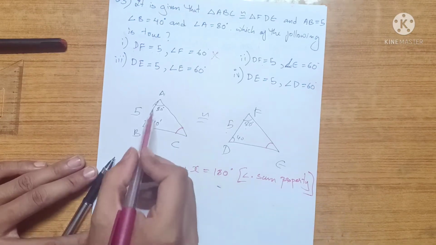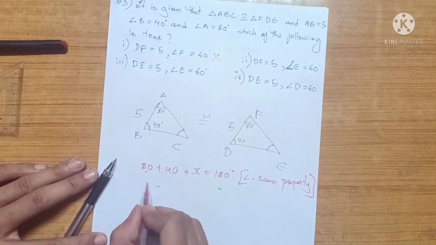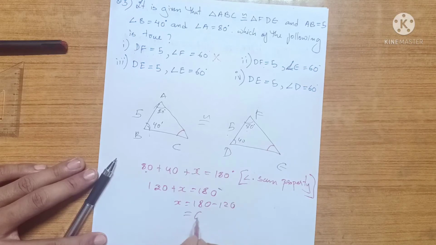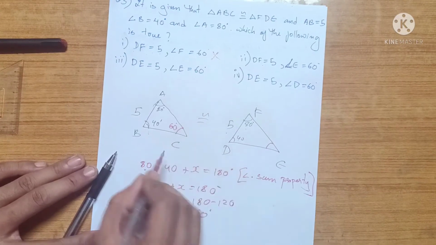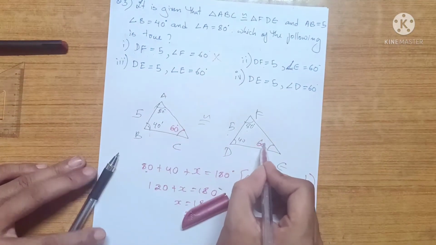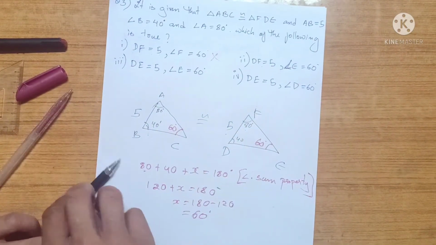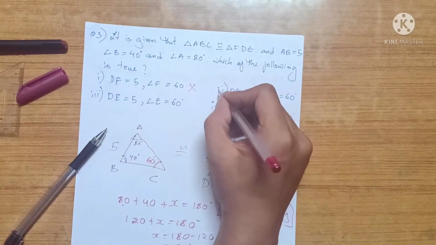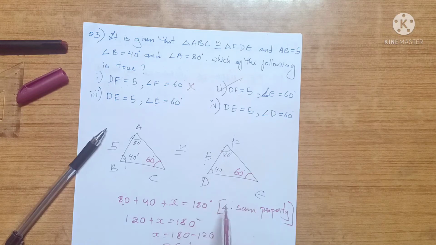So in a triangle, all the angles sum up to 180 degrees. So if you add these two, you get 120 plus x equal to 180. So x equal to 180 minus 120, which is 60, which means angle C is 60. And if angle C is 60, angle E will also be 60, because these two are congruent to each other, right? So this one is the correct answer, because DF is 5 and then we got E as 60.